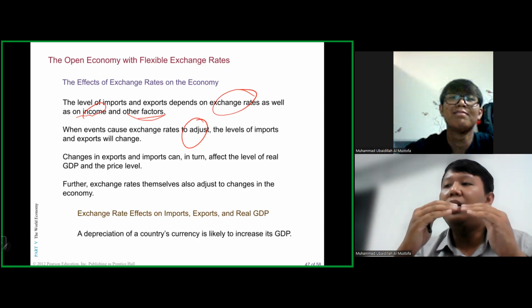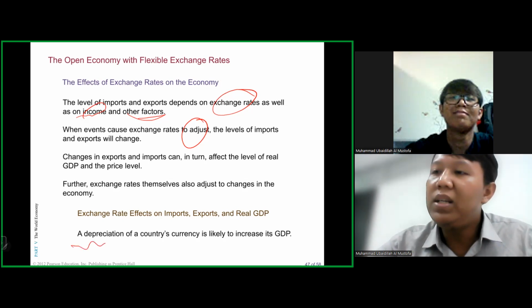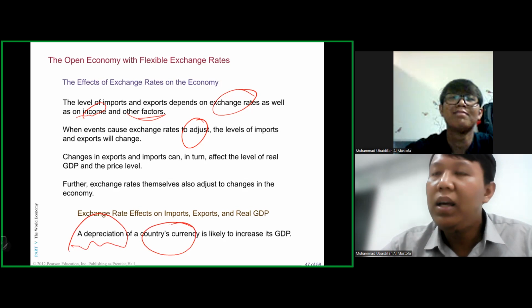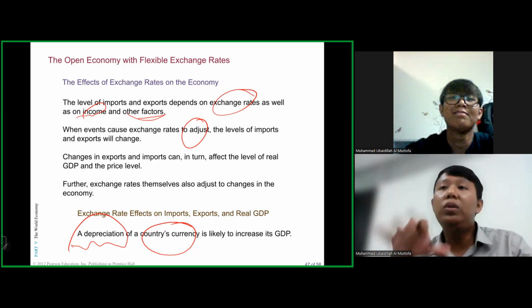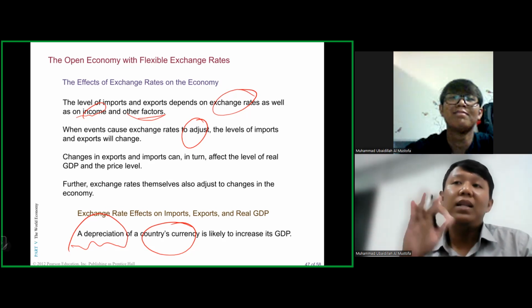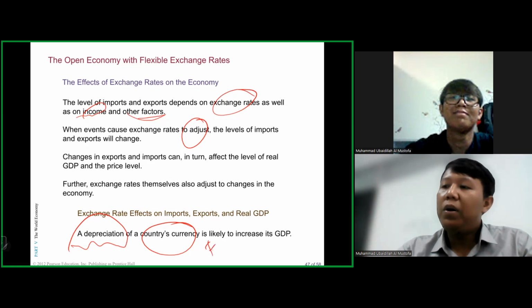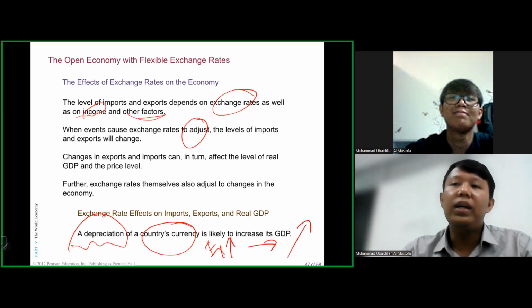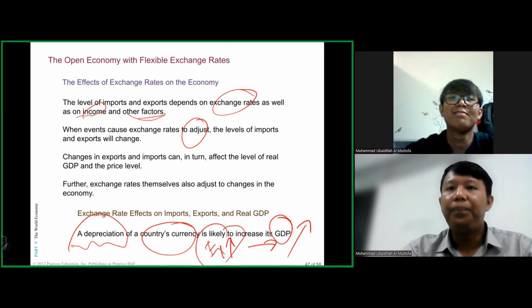Exchange rate effect on import, export, and real GDP: a depreciation of a country's currency. If we have a depreciation, a loss in value of our country's currency, it is likely to increase our GDP. Why? Because when we have a depreciation in our local currency, our local goods become less expensive compared to foreign goods. This will increase our exports. And when our exports increase, what will happen to our GDP? GDP will also increase. So the increase in our exports will lead to an increase in GDP.